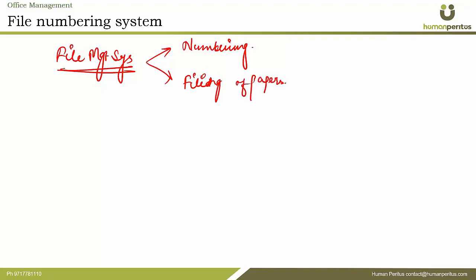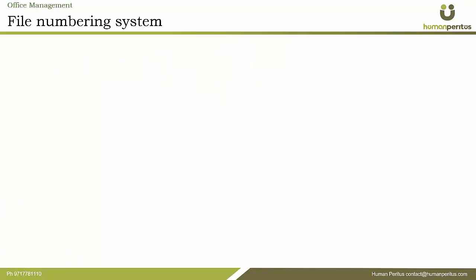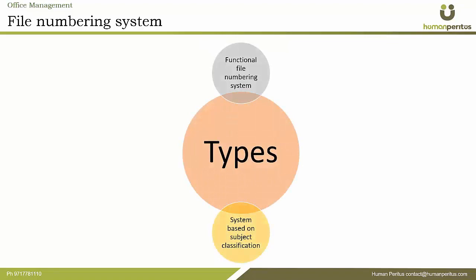All right. So let us understand and discuss the file numbering systems first. There are basically 2 types of file numbering system. First up is the functional file numbering system, and the second is the system based on subject classification. Let us first understand the functional file numbering system.